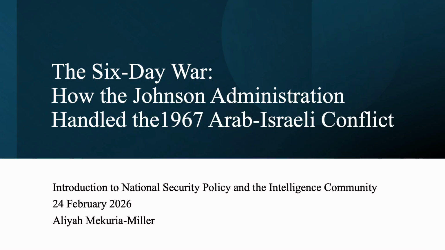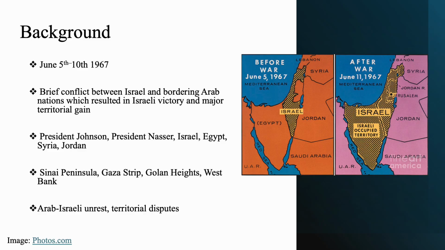This is Mekuria, and today I'd like to briefly discuss the Six-Day War and how the Johnson administration handled the 1967 Arab-Israeli conflict. To understand how the Six-Day War came about, think back to 1948 when Israel declared independence. What followed through the 50s and 60s were cross-border raids, increasing mistrust with Arab neighbors, and the 1956 Suez Crisis, which set the stage for further conflict.